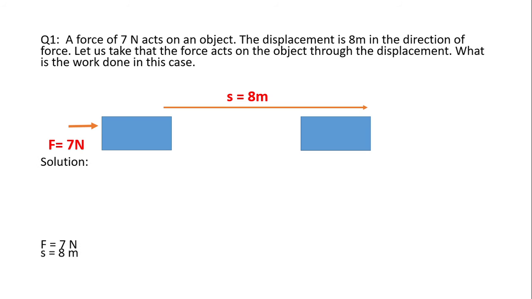So what have we been given? Force 7 Newton, displacement 8 meters. So work done will be F into S. F is 7 Newtons, S is 8 meters. So 7 Newton into 8 meter. 7 into 8 is equal to 56 Newton meter. 56 joule. So work done by the force is 56 joule.